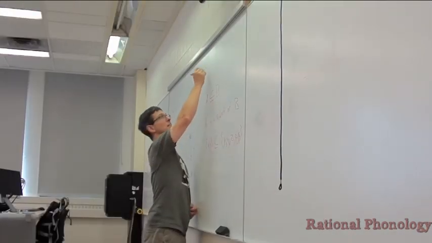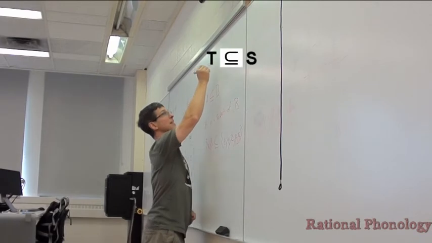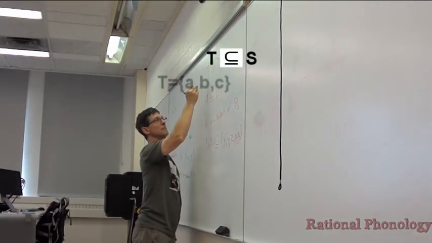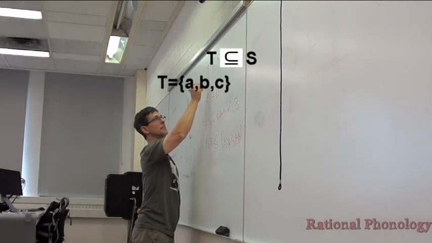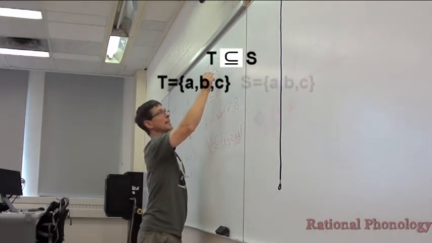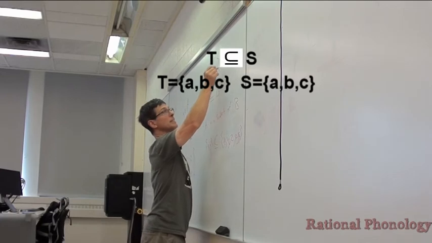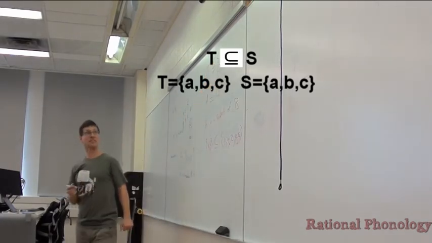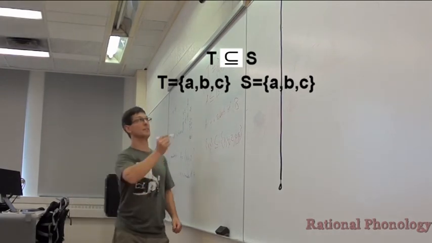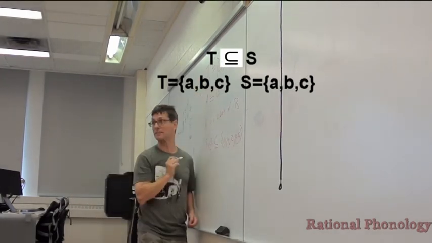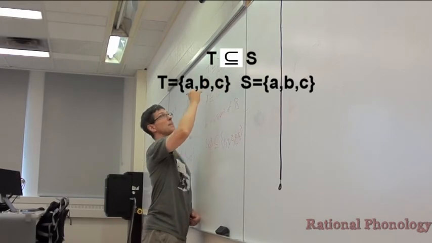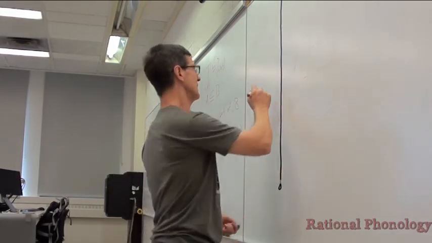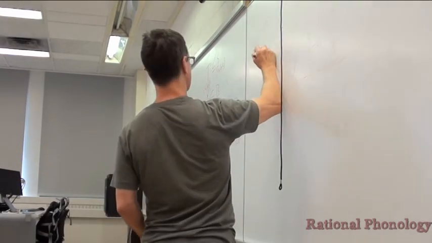How about this? Let's take sets T and S. Is T a subset of S? So here's T. It's got A and B in it, and C. And S has A and B and C. Is T a subset of S? Yes. Because everything in T is in S. Yes. Is S a subset of T? Yes.